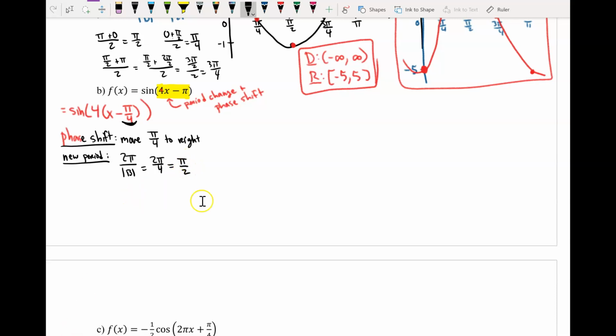Okay. So let's start with the new period first. I know that it's going to complete from 0 to pi over 2. That's where it's going to complete one whole period.